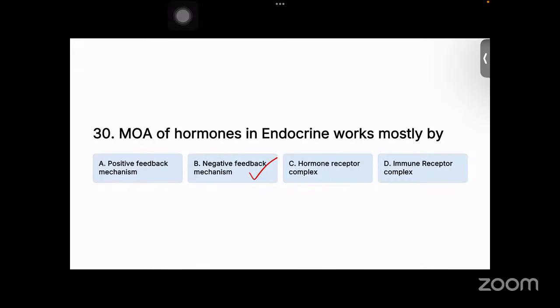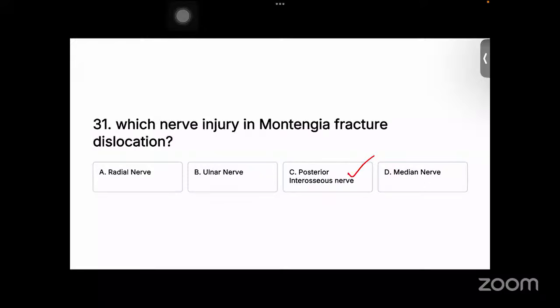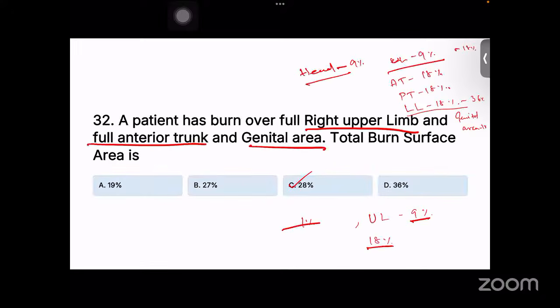Okay, next, which nerve injury in a Monteggia fracture dislocation? We have two answers, but the most optimal, most preferable answer always for the Monteggia fracture is posterior interosseous nerve. Okay, most preferable is posterior interosseous nerve. Okay, next we move on to the burns.